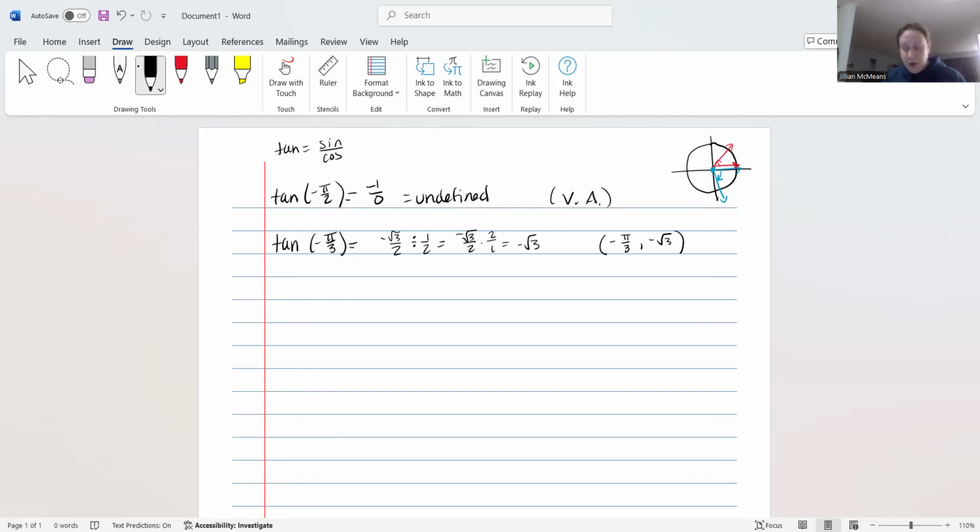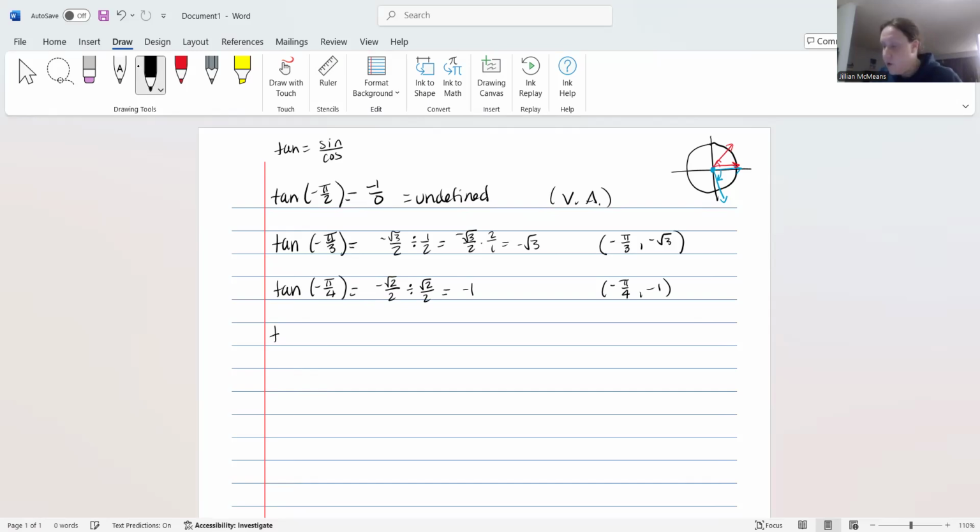And then next, we're going to do negative pi over 4. So negative pi over 4 is like negative 45 degrees, okay? And at negative 45 degrees, we have negative root 2 over 2 as our y-coordinate, and we're going to divide that by the x-coordinate, which is positive root 2 over 2. Well, we have a number divided by itself, so it's 1. It's just in this case, it's going to be negative 1. So we get the ordered pair, negative pi over 4, negative 1.